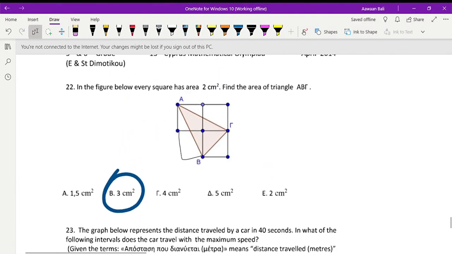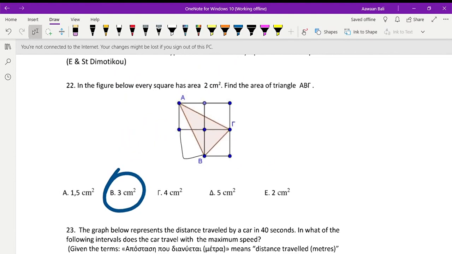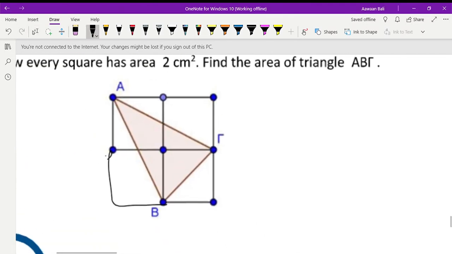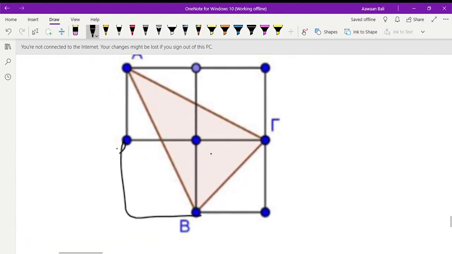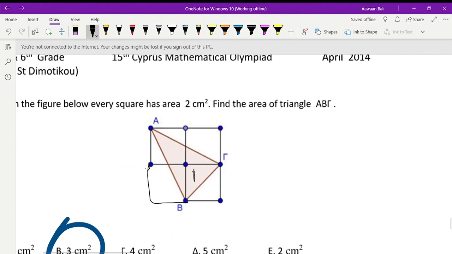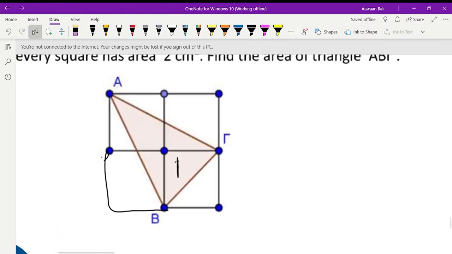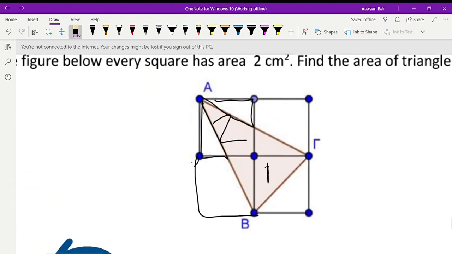Question number 22. In the figure below, every square has 2 centimeters squared. Find the area of the triangle alpha, beta, gamma. It's easy. So basically, we can put a square to help us here. And now we know that this is half, so this is 1. Now, if we imagine things, if we put this here, it goes here, and this here goes here. So that's 1 whole square, and that becomes 2. So 2 plus 1 is basically 3.